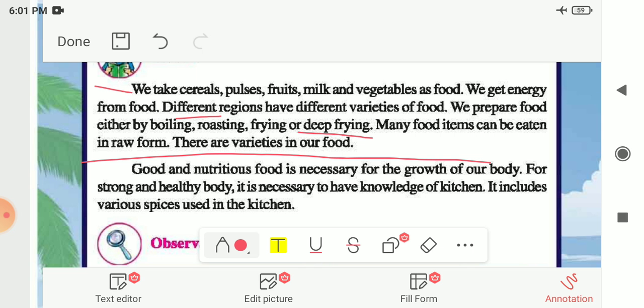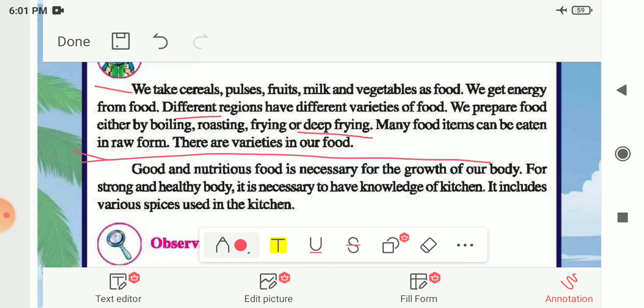And many food items can be eaten in the raw form. That means we can directly eat some of the food items. Like we can directly drink raw milk, and we directly eat fruits as raw material. So some of these food items we can eat directly in the raw form.